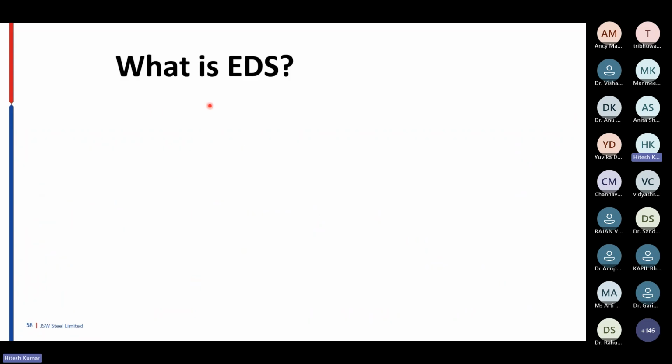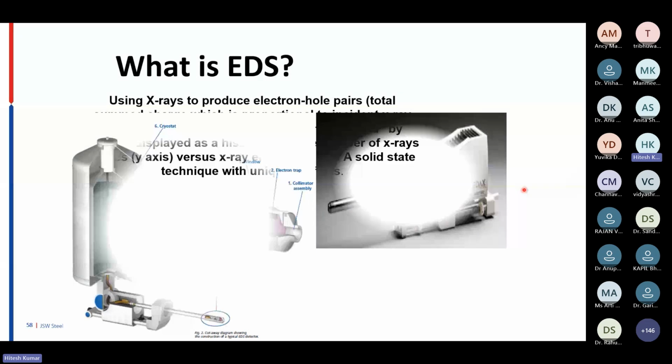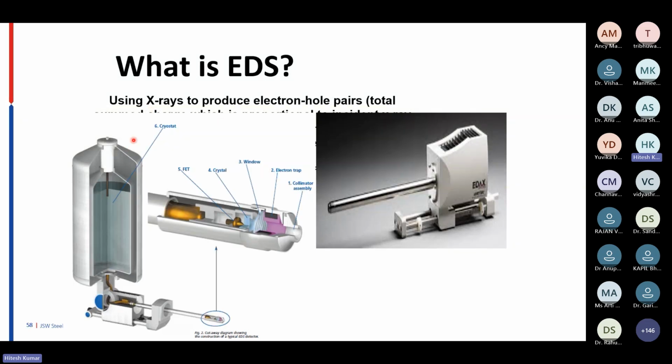Now, what is EDS? I already informed you that it's energy dispersive spectroscopy. It measures how much X-ray is produced from your sample during bombardment of electrons. Those can be used to find out what type of elements are present inside your material. So every solid state technique comes with unique artifacts. So this is basically the structure of your EDS.